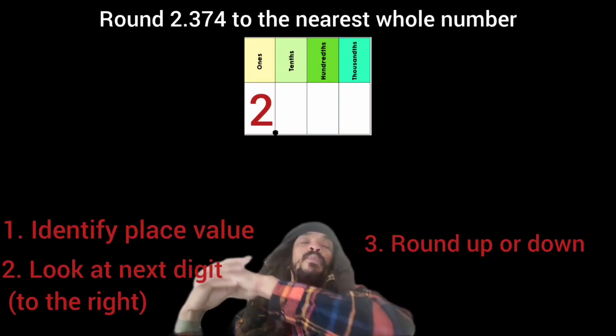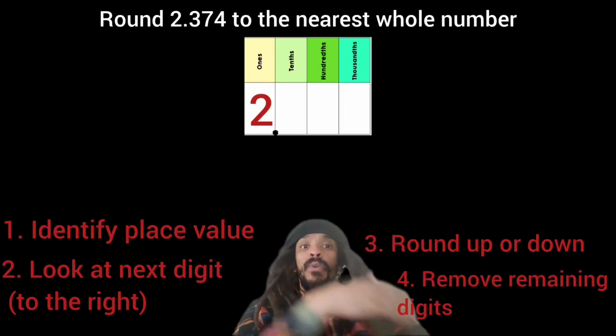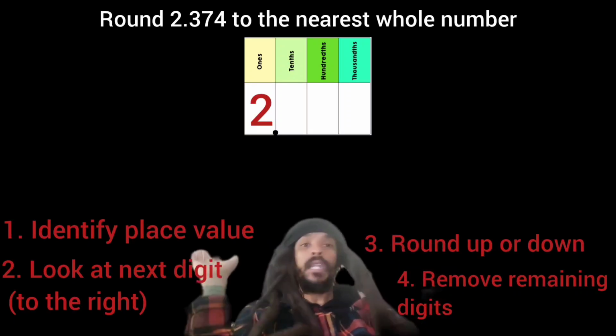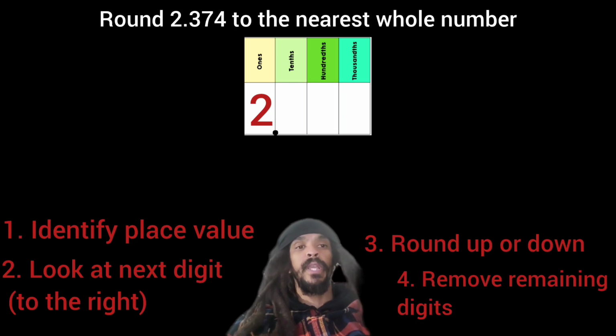So our last step would be to remove those remaining digits afterwards. Because now, after we've rounded, we don't care about those other digits. So now we've rounded it to 2.